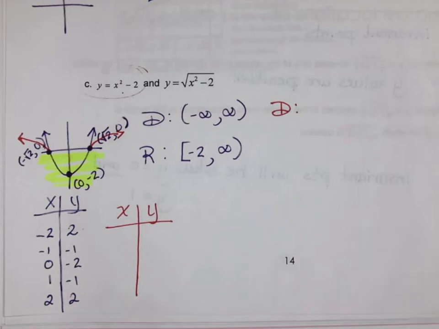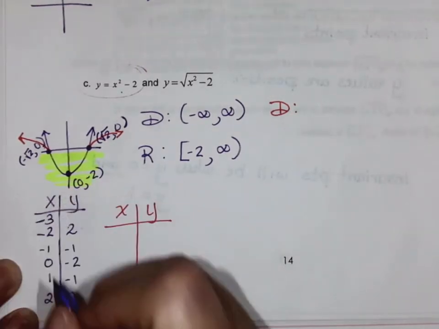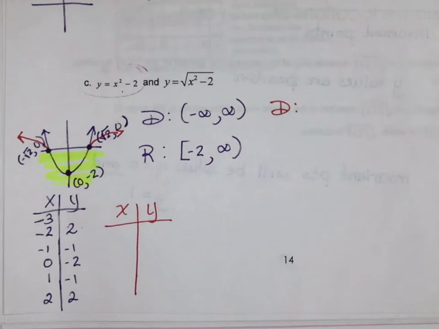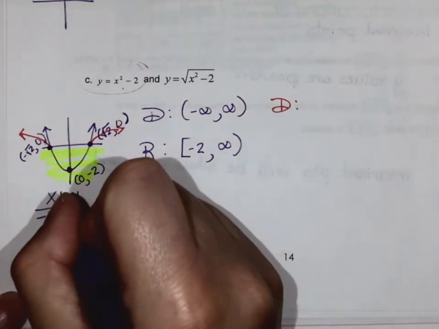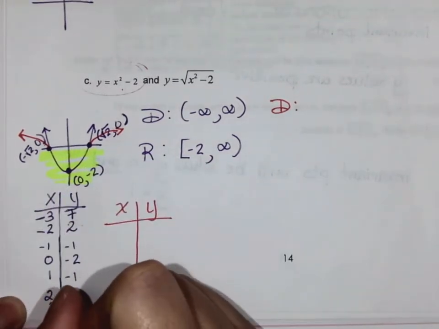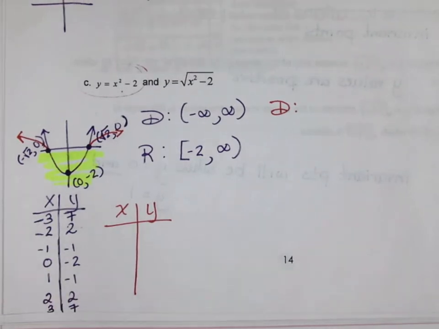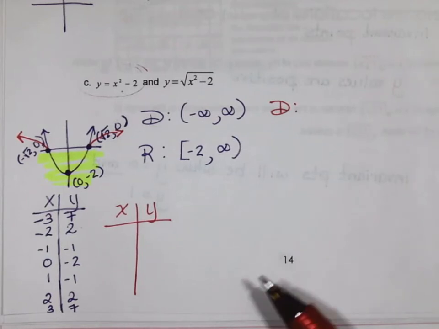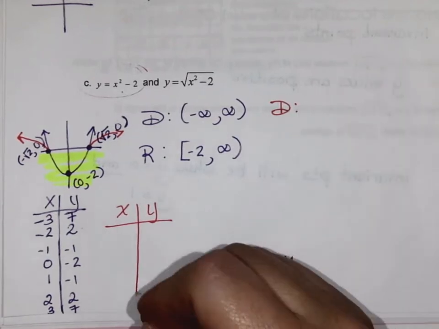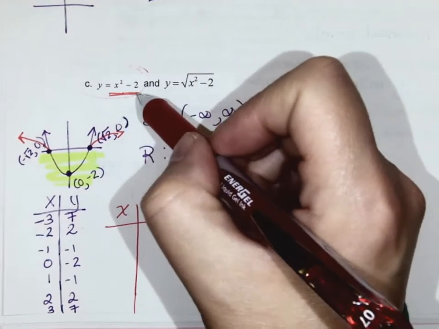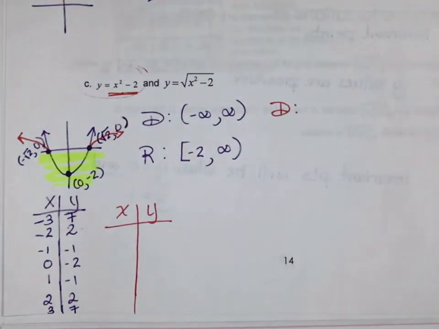Okay. If I put in negative 3, I don't know the room. 7. Positive 3. 7. Okay, Amber is on a roll with her substitution. We're substituting into this one. Okay? All right.